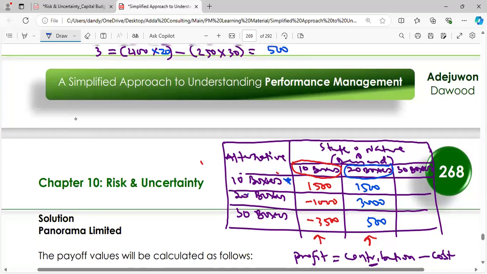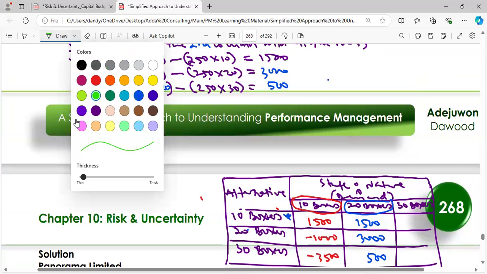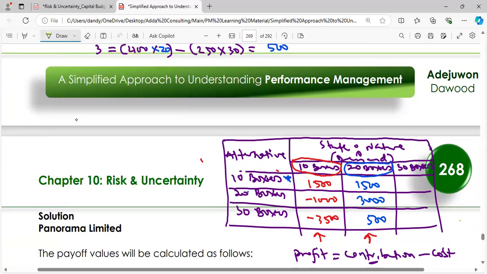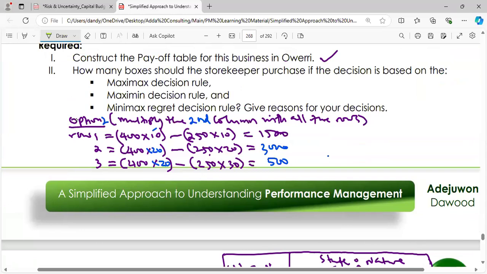Then the last one, let me change the color again to green. Now, don't let me use green. It's close to the, let me use this. Let me use black. So in the last one, customers are demanding for 30 boxes. That is the column. So you are going to multiply the third column with all the rows. So I will then come here, I will change it to option 3.